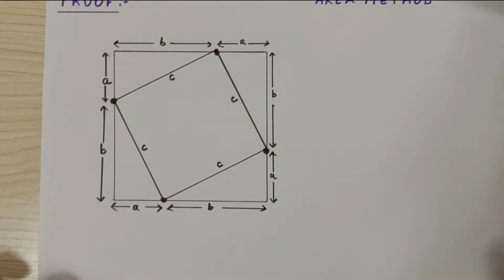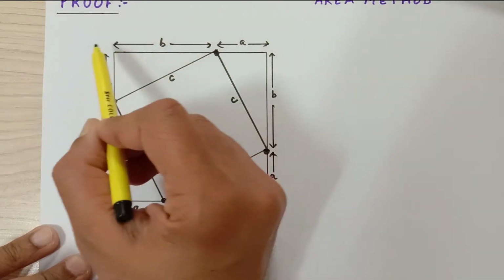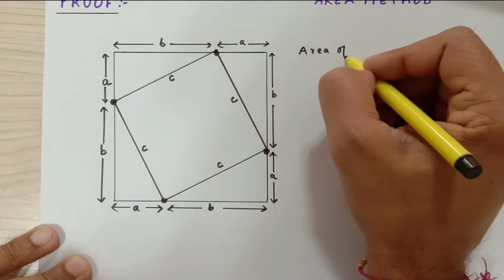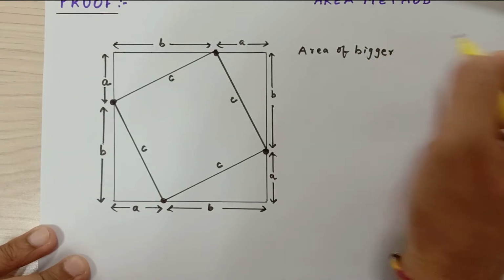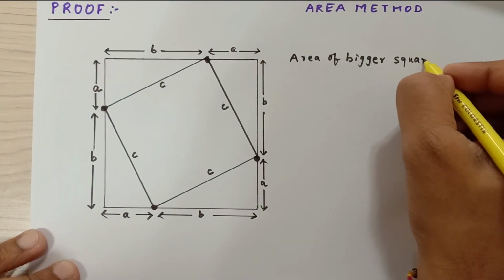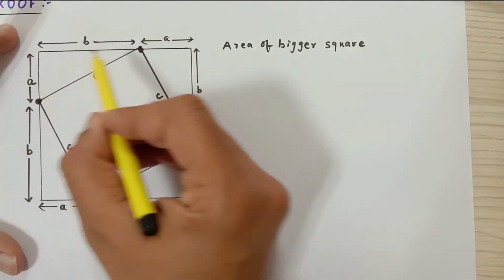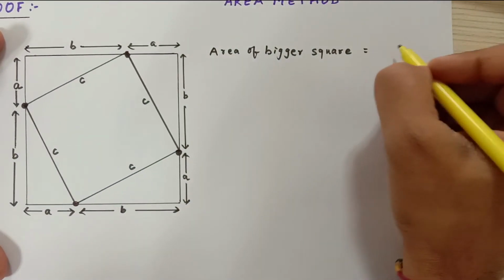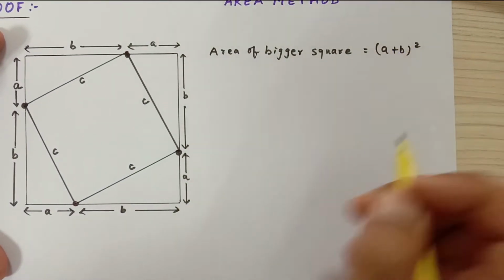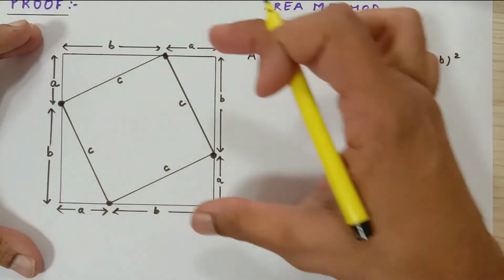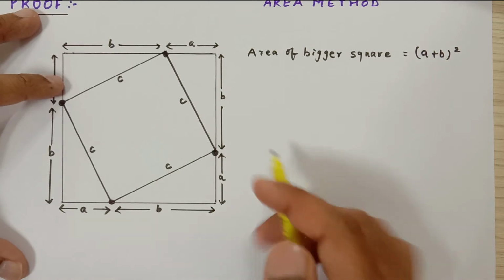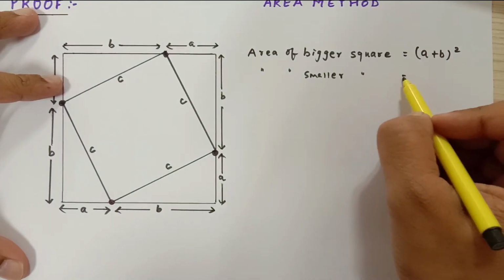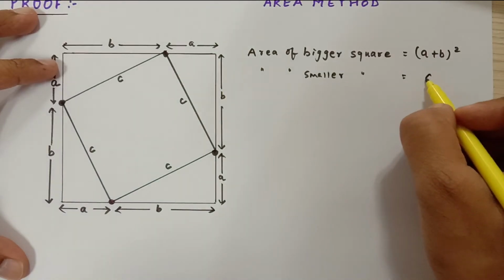So here what I am going to do is find the area of the outer bigger square. So the area of the bigger square is equal to A plus B multiplied by A plus B, length into length. So it is going to be A plus B the whole square. This is the length of the square multiplied by the length of the square, so the area of the square. Correct. Now the area of the smaller square is going to be length into breadth. So again C into C, so that is C square.